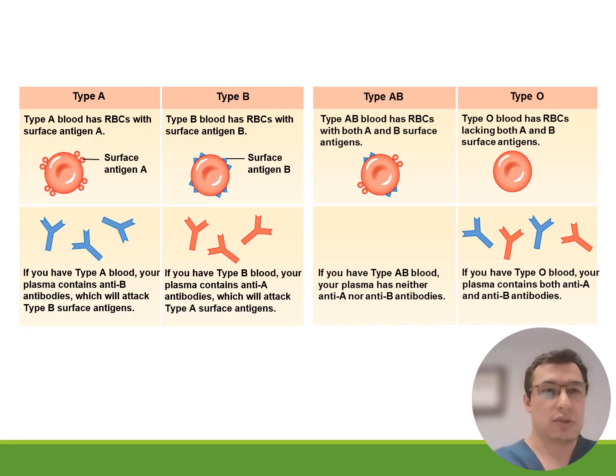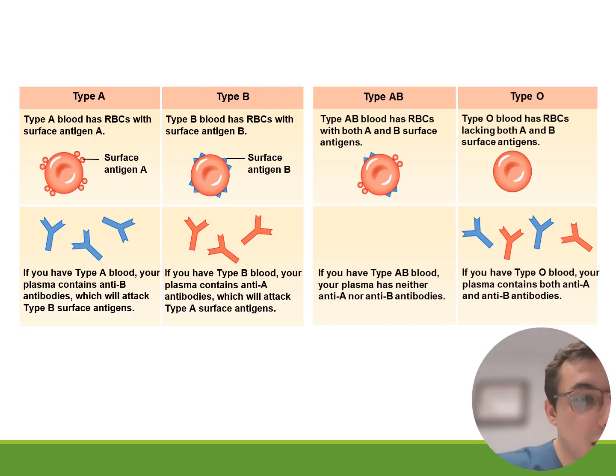This is another picture to describe some of the same concepts. If you have blood type A, your red blood cell has surface antigens A, and you will produce antibodies against B. All right. If you have blood type B, then you will have surface antigens for B, and you will produce antibodies against A. If you have blood type AB, you will have surface antigens for both, and you will not produce any antibodies against B or A, because otherwise you will attack yourself.